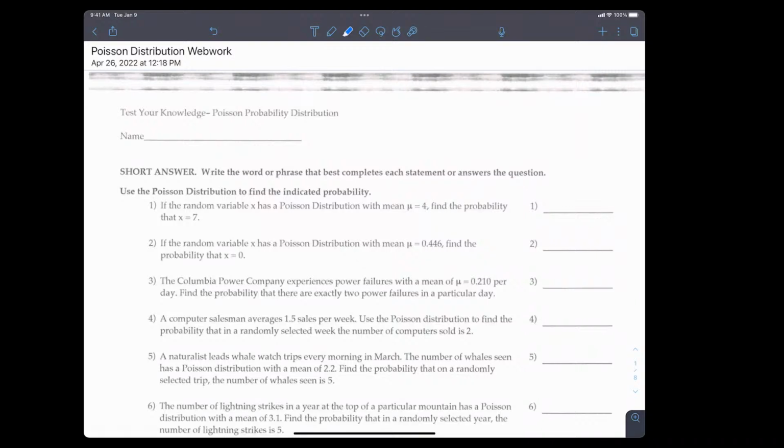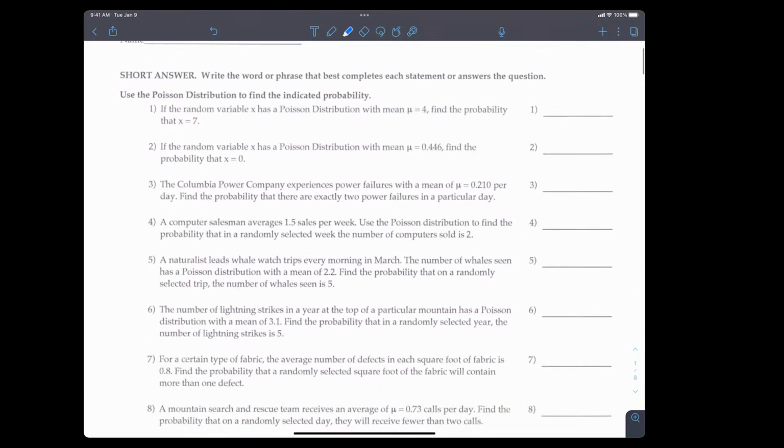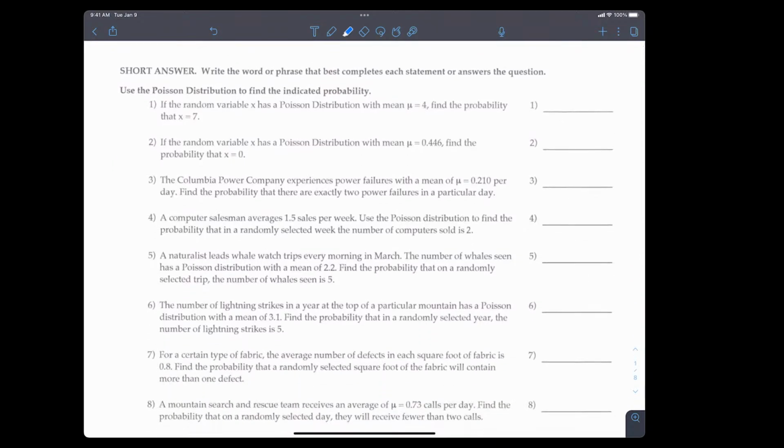Okay, ladies and gentlemen, this is the Poisson probability distribution web work that I usually assign for homework. I'm going to go over the solutions here for you guys on these, okay? Now, this is Poisson. This is the Poisson distribution. We just got through doing the binomial.